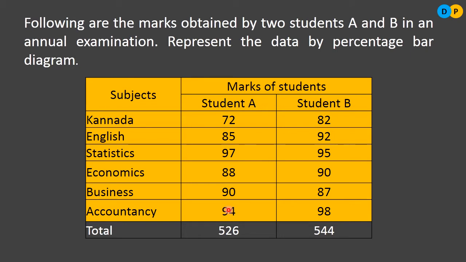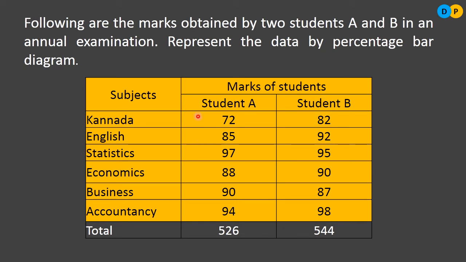Why? What is the reason? Because we want to know the percentage change. If you want to compare the percentage of Kannada with respect to statistics, or of Kannada with respect to economics, like that, then it will be useful. 100% is the standard norm. So if you want to compare against the standard norm, then it is better to go with the percentage bar diagram.